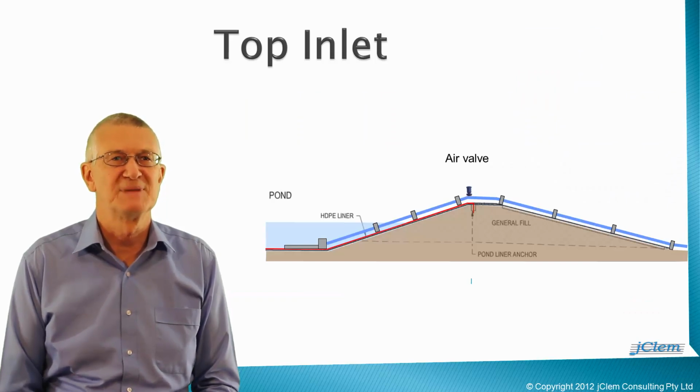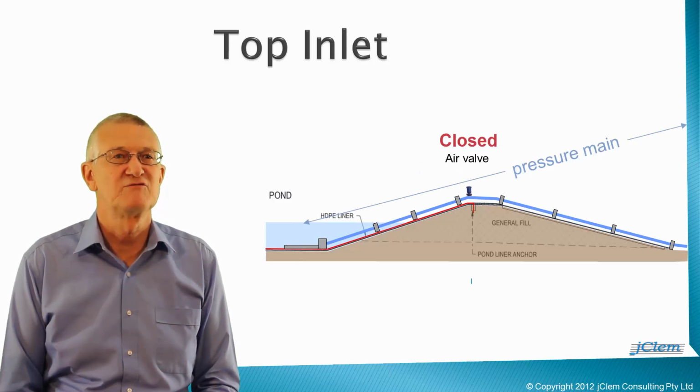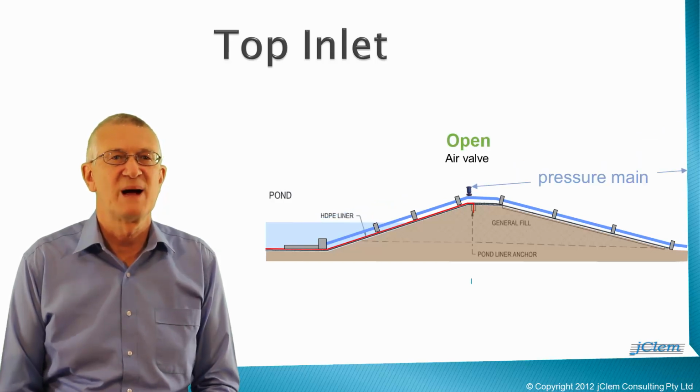Returning to the earth embankment pond, in this top inlet design, an air valve exists at the pipeline crest over the embankment. Under some flow conditions, the air valve may be closed and the pipe will act as a pressure main all the way to the submerged inflow structure in the pond. Under other steady state or transient hydraulic conditions, the air valve may open to admit air. When this happens, the pressurized pipeline system in essence ends at the pipe crest. The remaining section of the pipe will operate under gravity flow, potentially as a partially full pipe.